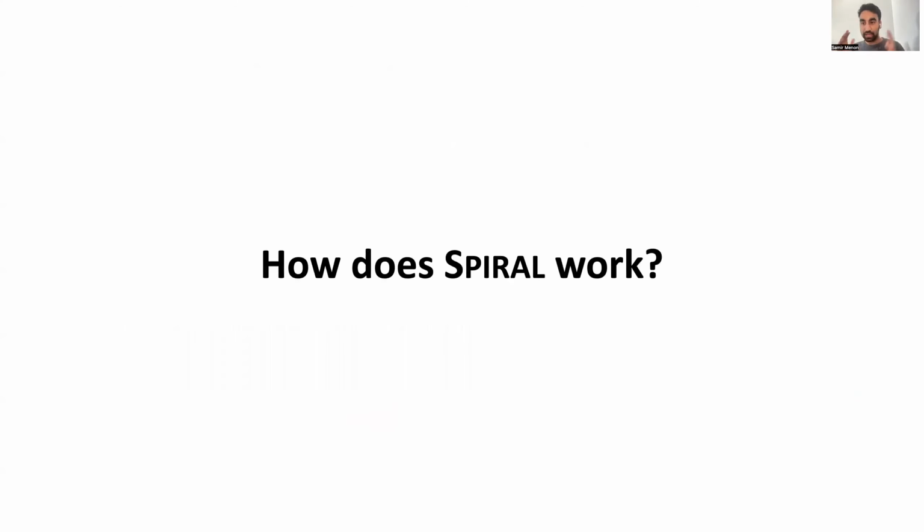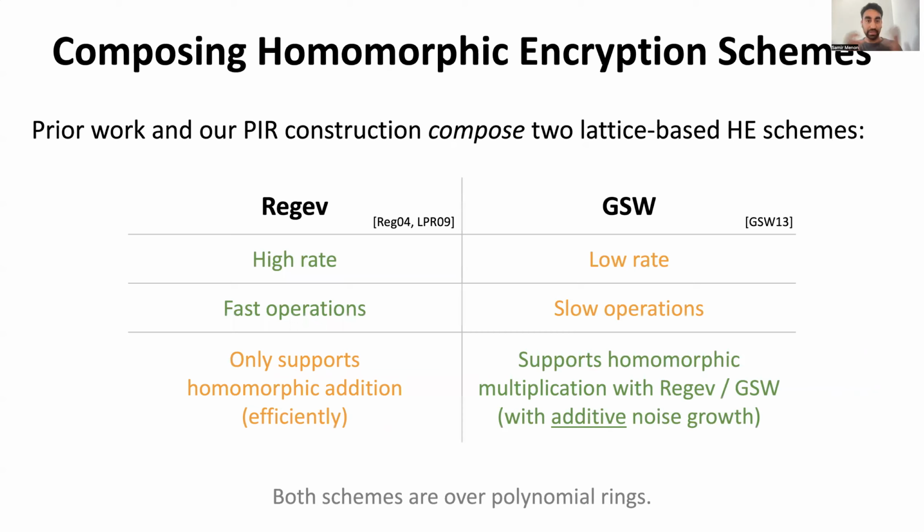So I'll talk about the construction now. The way we construct this scheme is in a kind of traditional way. We compose 2 lattice-based homomorphic encryption schemes, which we call Regev and GSW. The naming is a little, yeah.